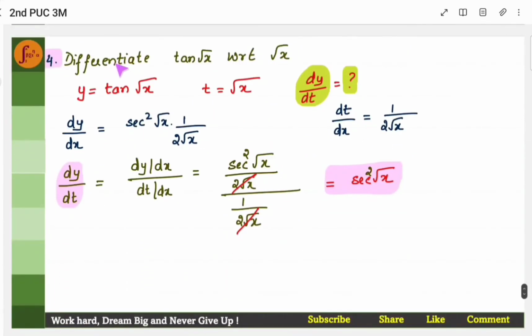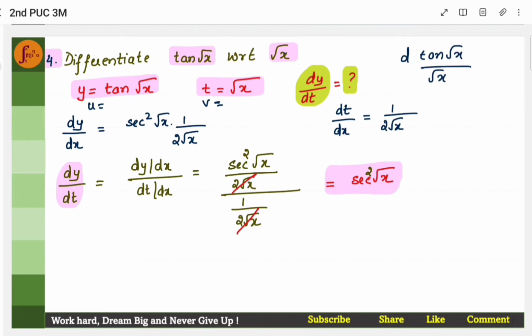Now, when you have something like this, differentiate tan root x with respect to root x. What you have to assume is, this is one expression, this is another expression. So, assume that y is equal to tan root x and t is equal to root x. You can also assume that this is u and this is v, whatever. You name it the way you want. So, you have two functions here, u and v. You have to differentiate this one with respect to this one. Now, when I say with respect to root x, that means this should be the denominator function. So, you're differentiating tan root x with respect to root x.